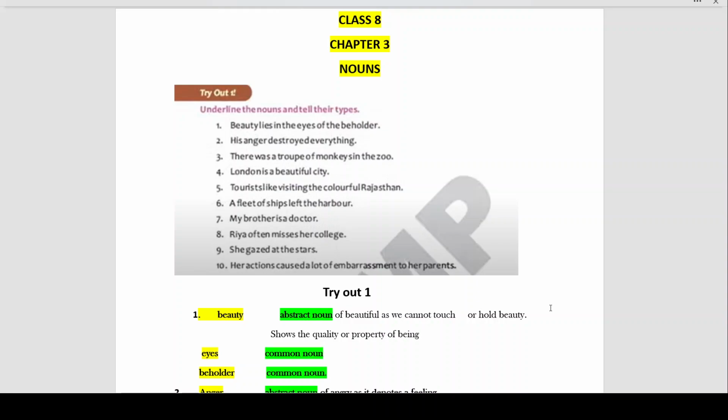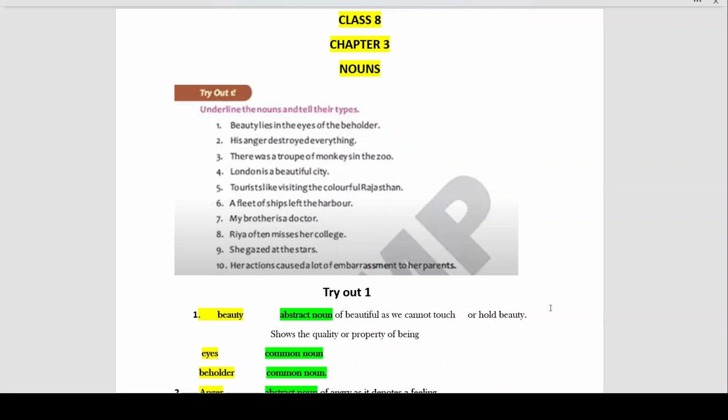Next, lies in the eyes of the beholder. Eyes is a common noun. Beholder is also a common noun. Next, number two, his anger destroyed everything. Now, here, what is the noun over here? Anger, which is an abstract noun, coming from angry. So, underline anger over here. And in the first question, underline beauty, eyes, and beholder. Second, his anger destroyed everything. Underline anger, your abstract noun over here.